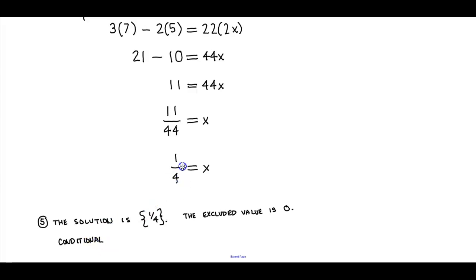It's a conditional statement because we get a number for our solution, and we also need to determine at the very beginning that the excluded value was 0. So since we didn't get 0 as an answer, then we're okay that this is a solution.